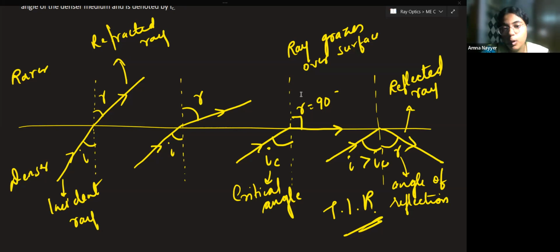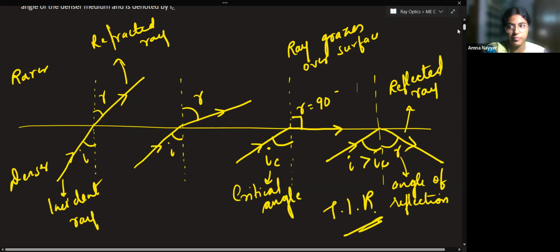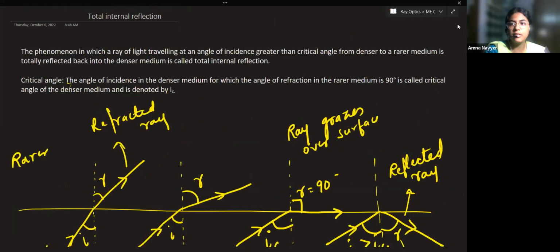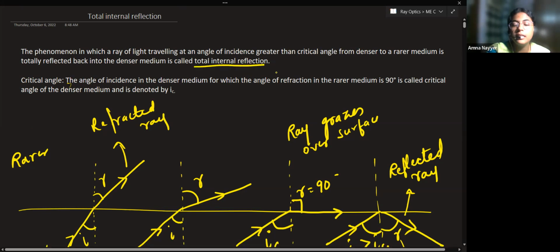Now tell me all of you, is this clear? I'll repeat the definitions. If anybody has doubt, please let me know. Definitions I've already written. The phenomenon in which a ray of light traveling at an angle of incidence greater than the critical angle from denser to rarer medium is totally reflected back into the denser medium is known as total internal reflection.